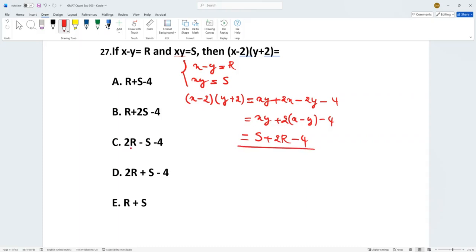This 2R here minus S. S here does not have a minus. No, it's not the correct answer. So this is not the correct answer. This is not. This is not.